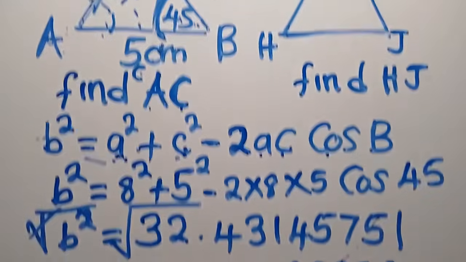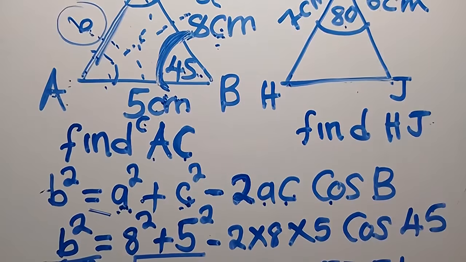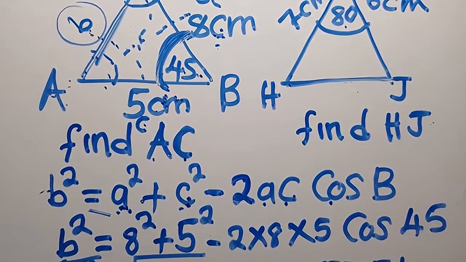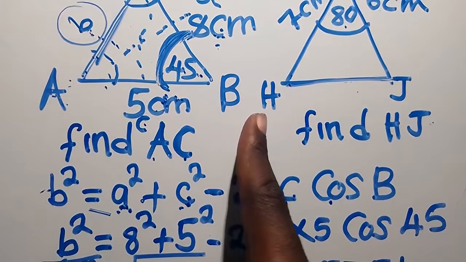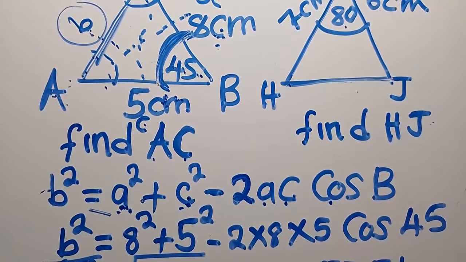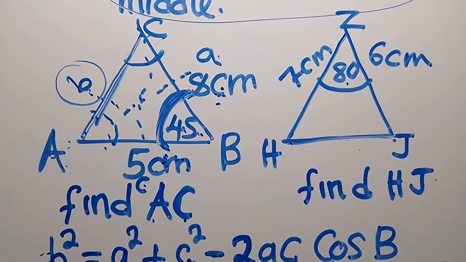So I told you that you are going to answer this other one. This is for you. You practice this the same way I was doing. You are to find HJ. That is your work. Hope you are able to see how the question is. So you calculate that one. You follow the same procedures I was doing. These are things that I want you to understand clearly.